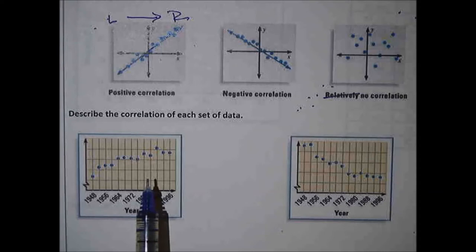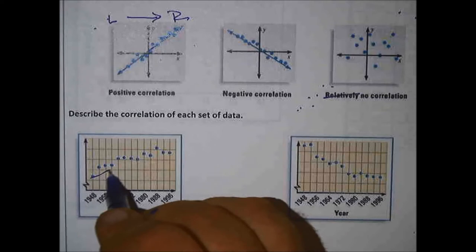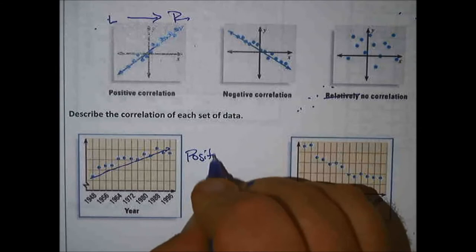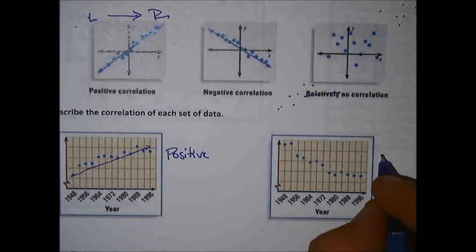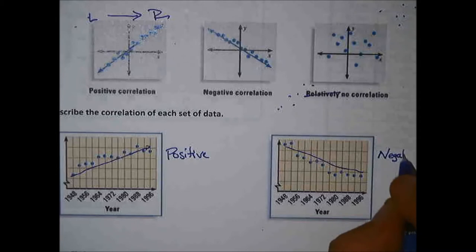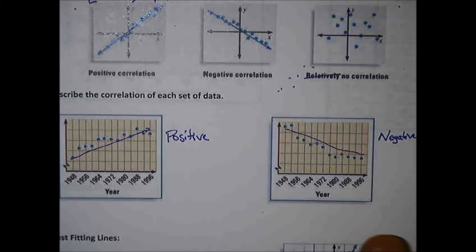Looking at this first one, I would say it sort of goes up this way, so it has a positive correlation. You're going to be asked a bunch of problems today where all you have to write is positive, negative, or no correlation. That's pretty awesome. We're not going to be doing a bunch of math on these. This one here kind of goes down, so it has a negative correlation. So that one's positive, that one's negative. Pretty simple, huh? We're breezing right through this first page.